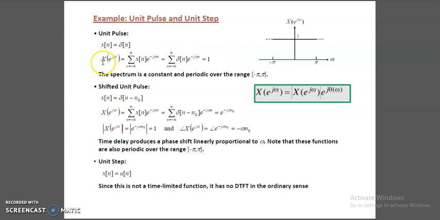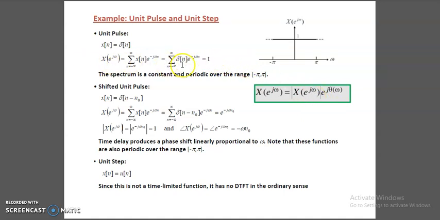And we can compute its magnitude and phase. We know the equation X of e raised to j omega can be expressed as modulus of X of e raised to j omega and e raised to j theta of omega. Here modulus of X of e raised to j omega is the magnitude term and theta of omega is the phase. When we check with this equation, X of e raised to j omega equal to 1, that means its magnitude is 1 and the phase is 0.